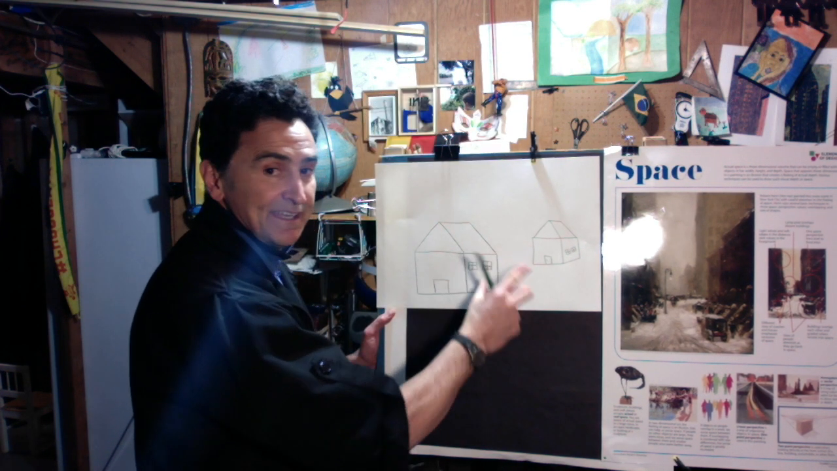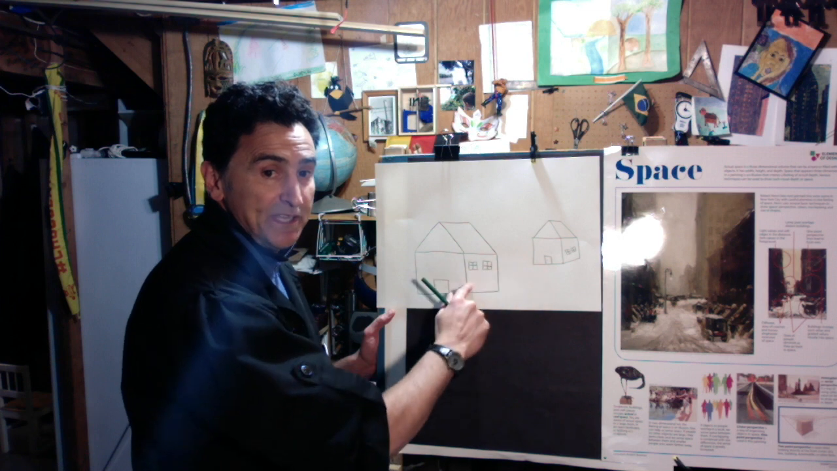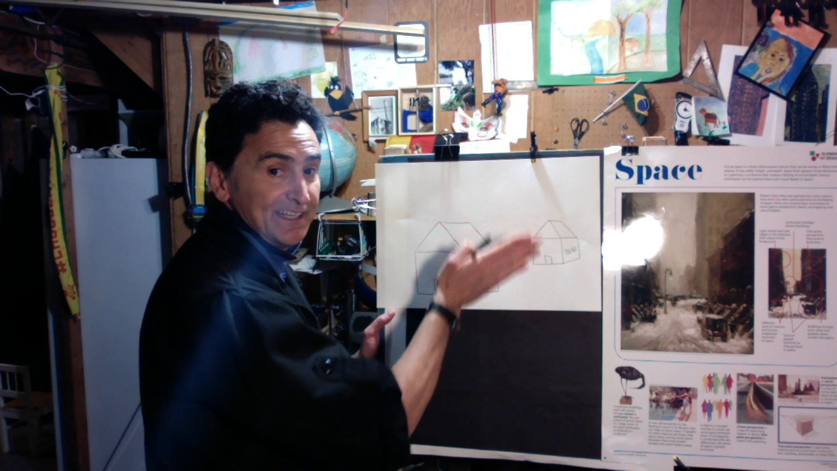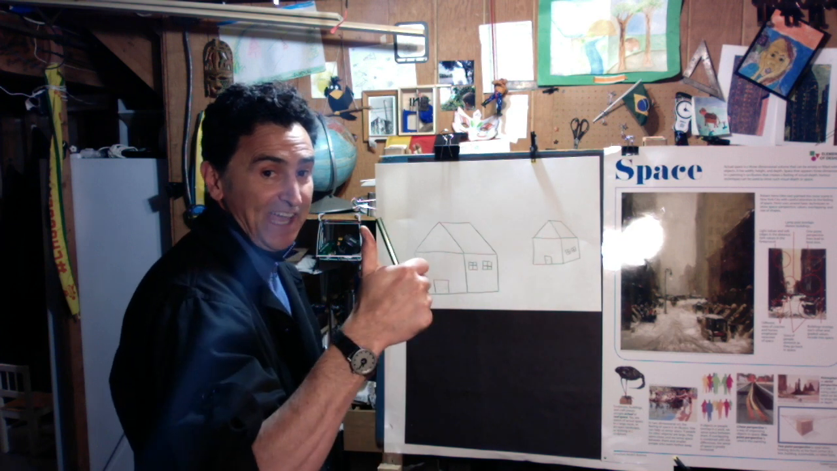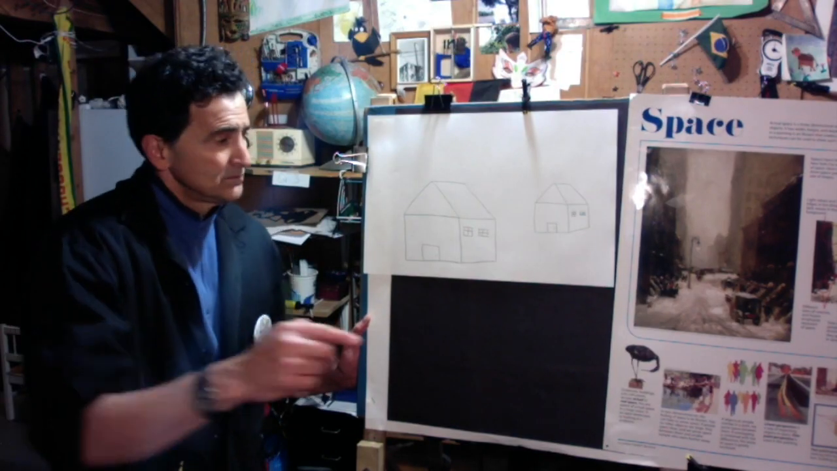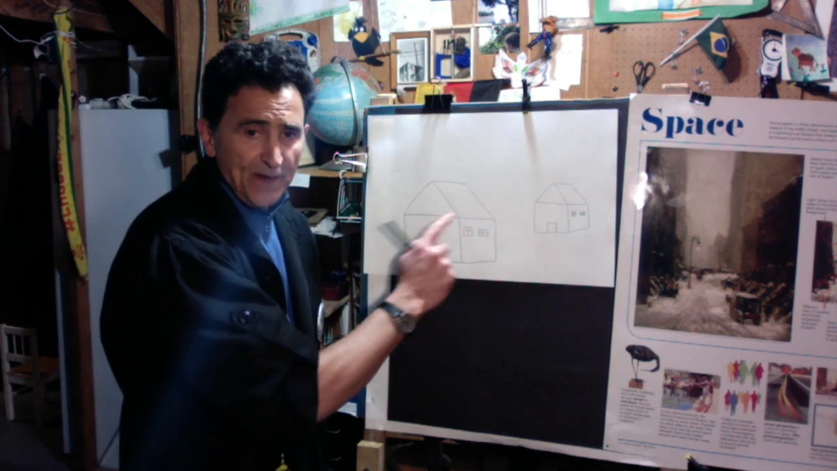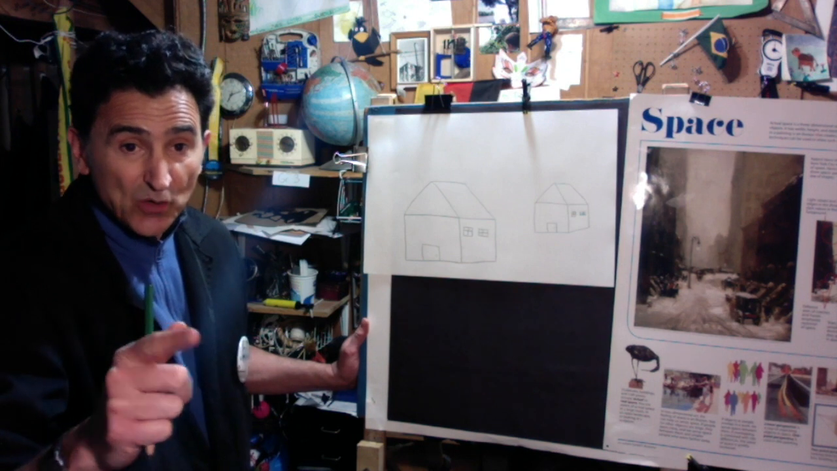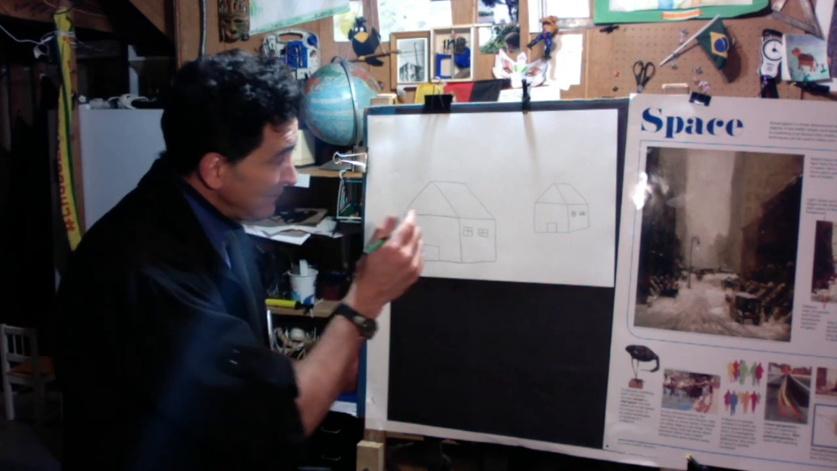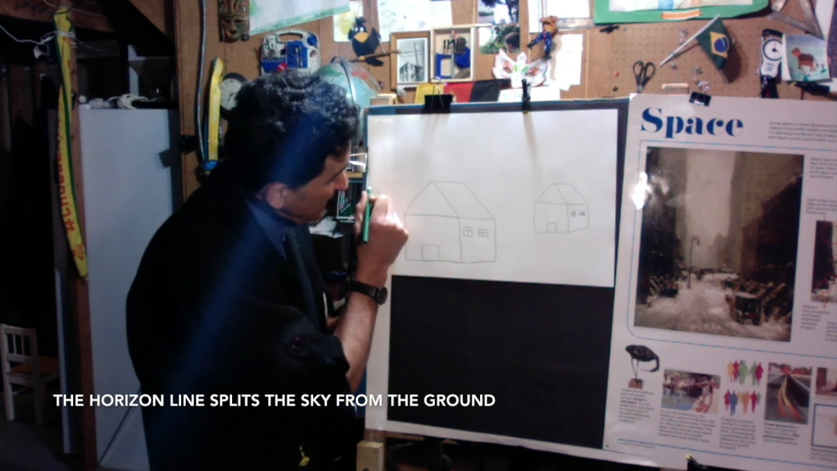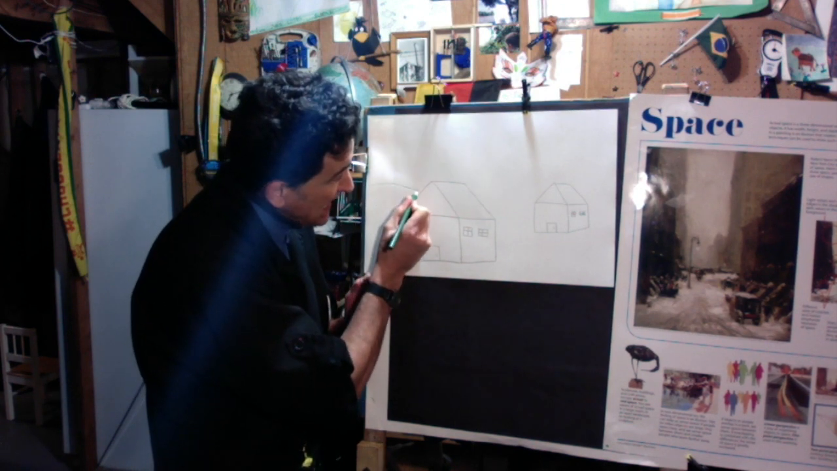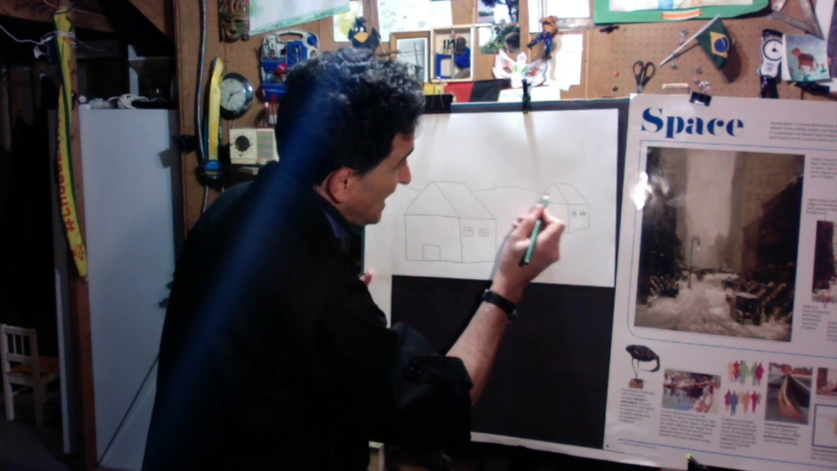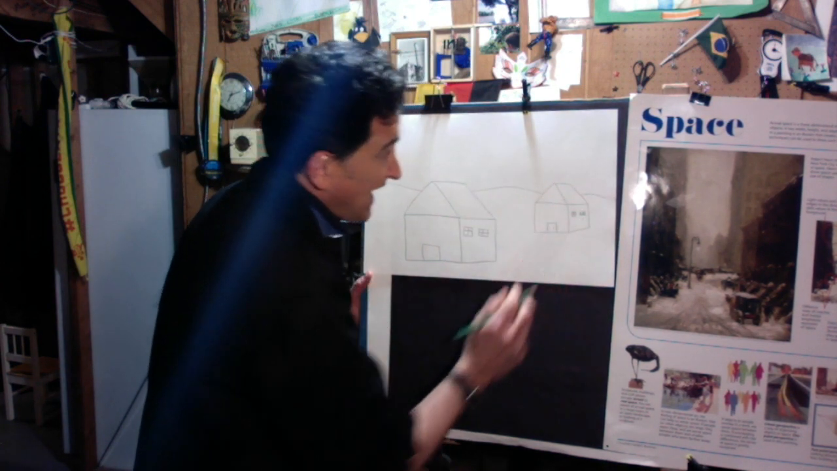Now, see, I created space between the 2 houses because this one is smaller and it's far in the back. Okay, now I have 2 houses. One is far from the other. So I am going to add a horizon line. Remember that horizon line, that line that goes all the way in the back? So look, I'm going to go behind the house. See? Behind the house, behind the house.